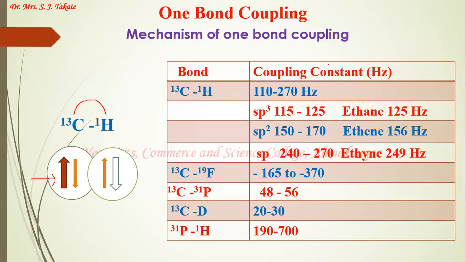Before that, let us see the different coupling constant values for carbon 13 and H. That is one bond coupling. A carbon couples with a proton attached to itself. The coupling constant value J is found in the range of 110 to 270 Hertz.